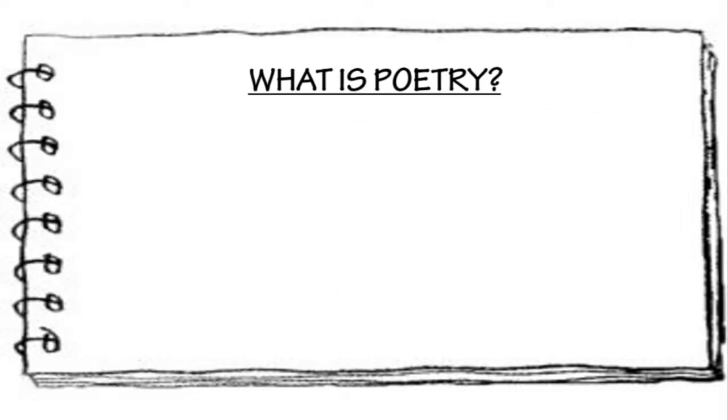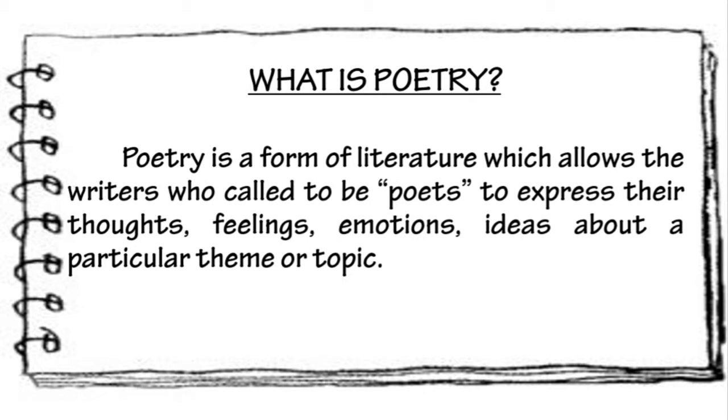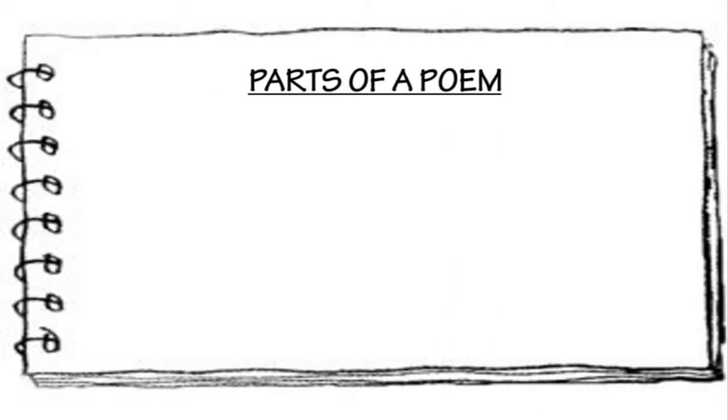So, what is poetry? Poetry is a form of literature which allows the writers who are called poets to express their thoughts, feelings, emotions, and ideas about a particular theme or topic. Poetry is also a type of writing where words are arranged based on their meanings, sound, and rhythm to share ideas and feelings. Next, we have the parts of a poem.